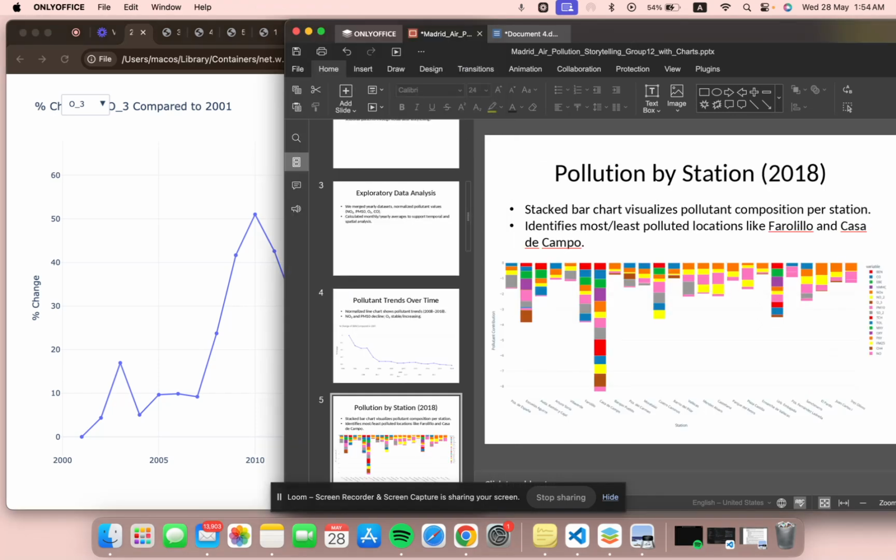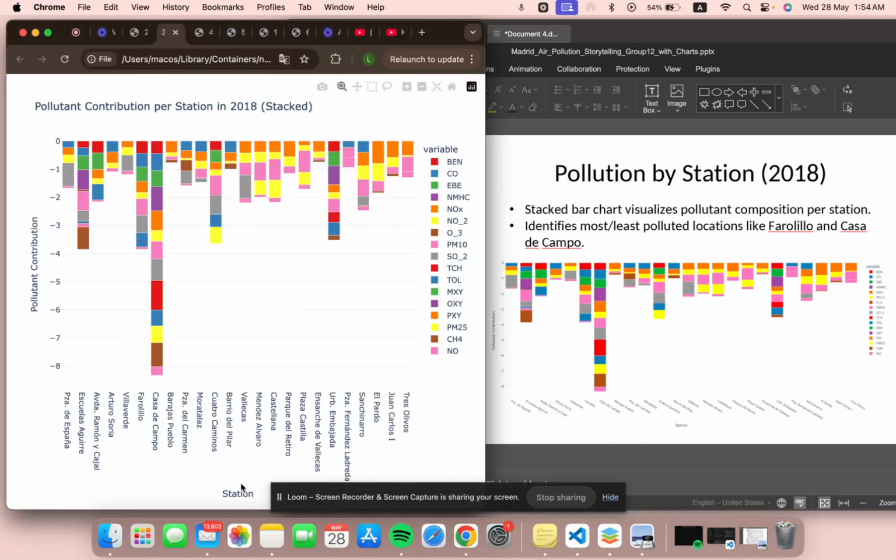Next, we analyzed pollutant composition per station for the year 2018. And here on the x-axis, we have the stations, and on the y-axis, we have the pollutant contribution. The stacked bar chart shows how much each pollutant contributes to the total pollution per location. This helps pinpoint where the targeted intervention could be most effective.